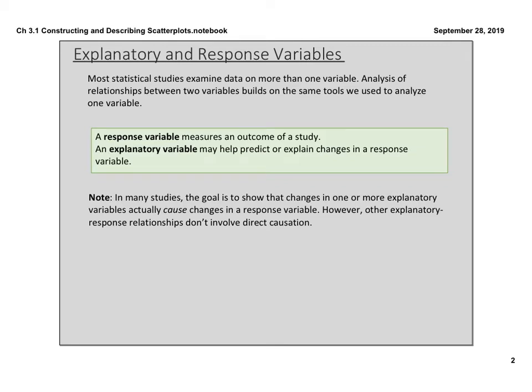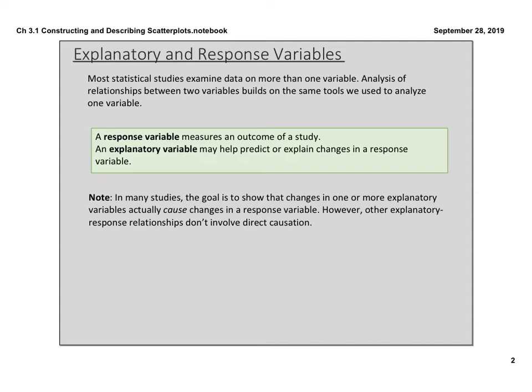So we get into explanatory and response variables here. When we are talking about two variable data sets, we are looking at two different kinds of variables. One of those variables is going to be the explanatory variable, and one of those variables is going to be the response variable. It says most statistical studies examine data on more than one variable. Analysis of relationships between two variables builds on the same tools that we use to analyze one variable.